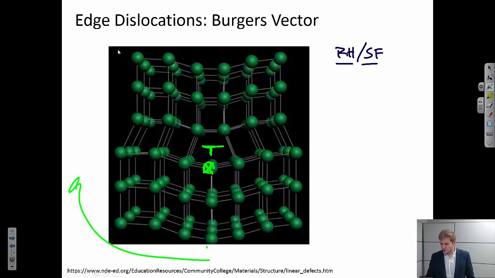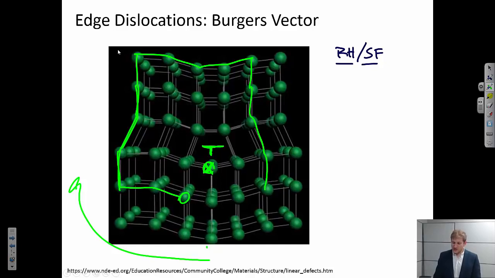So let's start somewhere. Let's start here, and let's try and make a loop that's, say, 4 atoms on a side. So I'm going to start by going to the left 2 atoms. I'll go up 4 atoms, 1, 2, 3, 4. I'll go to the right 4 atoms, 1, 2, 3, 4. And I'll go down 4 atoms, 1, 2, 3, 4.